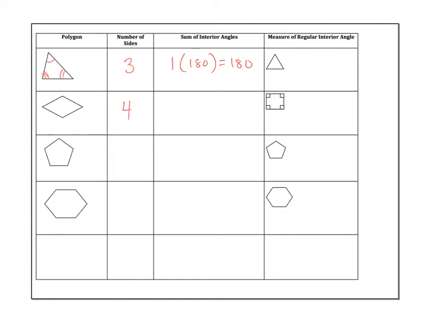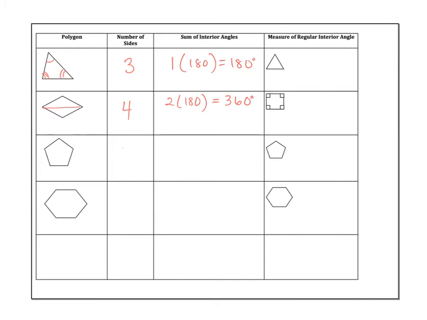Next, we have a quadrilateral. It has 4 sides. So think of it in terms of dividing it into non-overlapping triangles. Like right here, I can divide it into 2 triangles. Each of the triangles is 180 degrees, so I have 2 180-degree triangles. Well, 2 times 180 is 360 degrees.